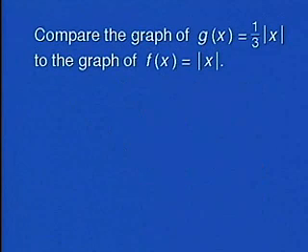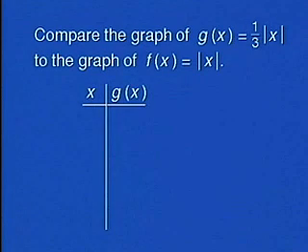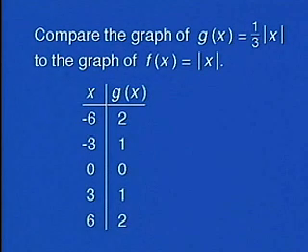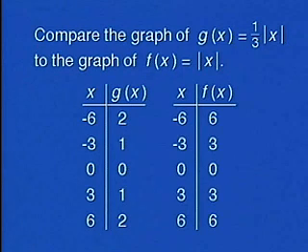Let's continue this example, and we'll compare the graph of g of x equal to 1/3 times the absolute value of x with the graph of f of x equals the absolute value of x. Again, let's generate a table of ordered pairs to plot. When x is -6, g is 2. When x is -3, g is 1, and so forth. Again, for f of x, we know what the table of ordered pairs will look like.